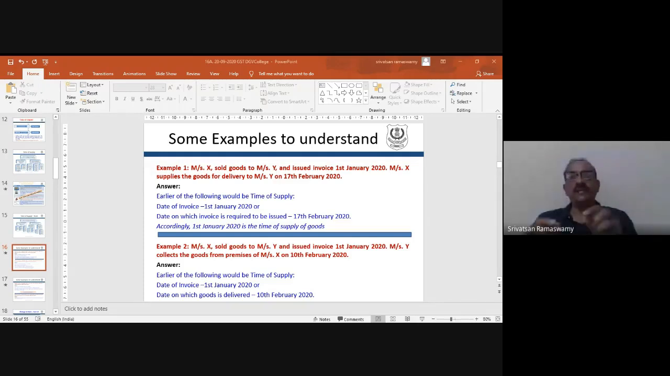The time of supply will be on the date on which the invoice has been raised. That is on 1st of January 2020. Whether the supply is made on 17th February or the customer comes and collects it on 10th of February, it doesn't make any difference as far as I am concerned. Is that clear, Mr. Shashwat?